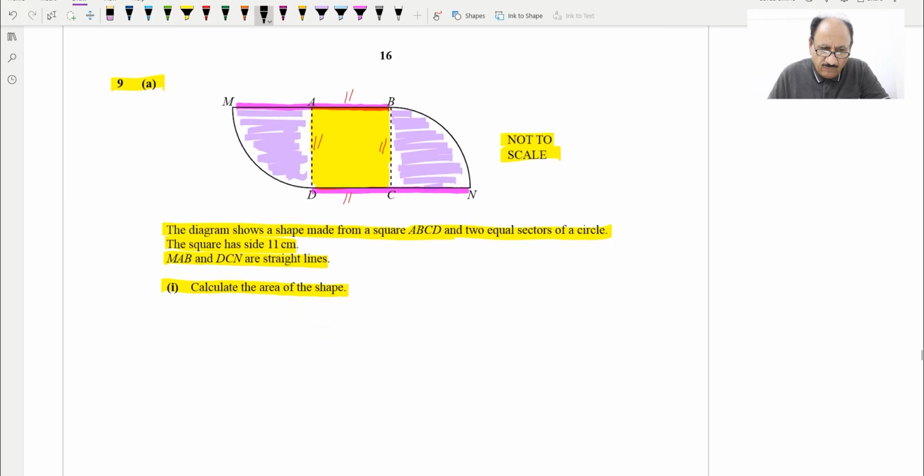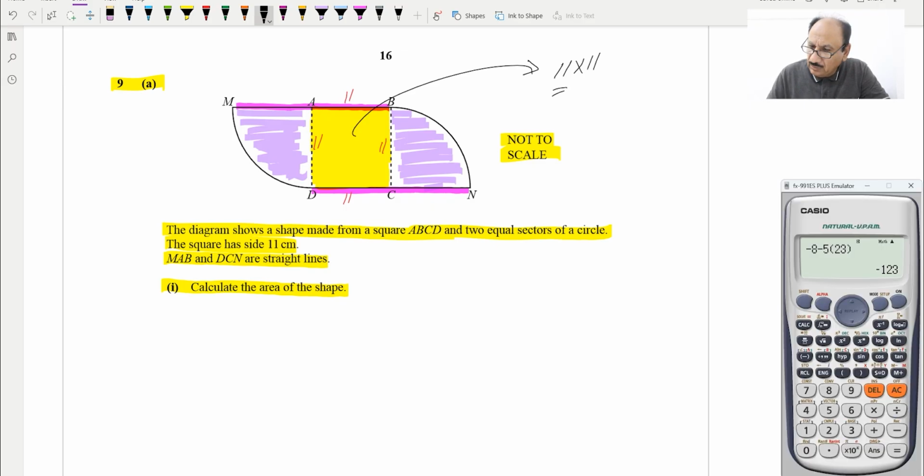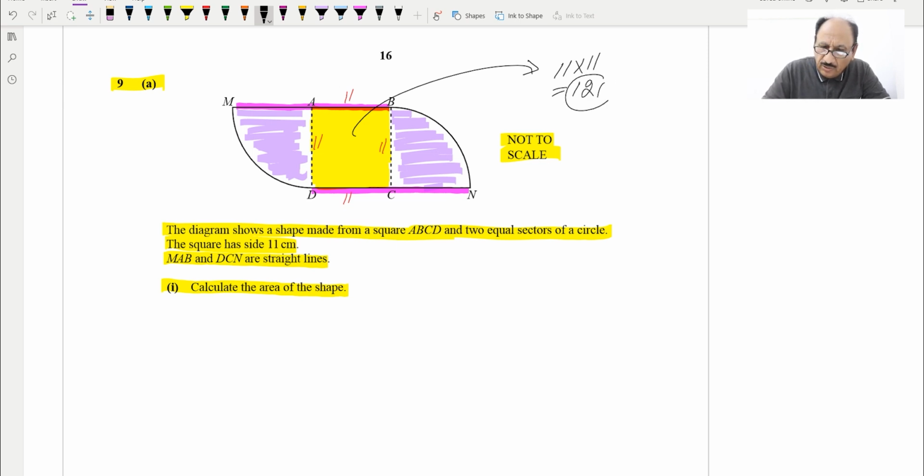First of all we will find the area of the square. So the area of the square will be what? 11 into 11, which is equal to 11 multiplied by 11, which will be equal to 121. So we found this, but we need to find the area of the sector.